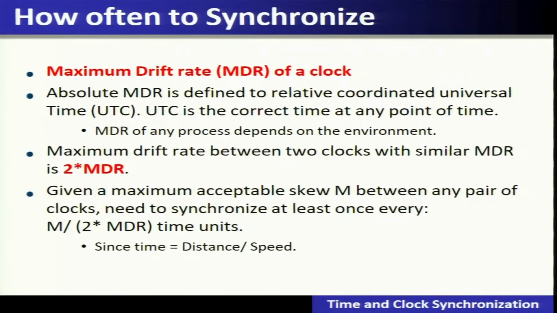So, the maximum drift rate MDR of a clock is defined relative to the coordinated universal time UTC, which is the correct time at any point of time, and the maximum drift rate MDR of any process depends upon the environment. So, the maximum drift rate between two clocks with similar MDR is 2 times MDR. So, given a maximum acceptable skew m between any pair of clocks, they need to synchronize at least once every m divided by 2 times MDR time units, since time is equal to distance divided by speed.